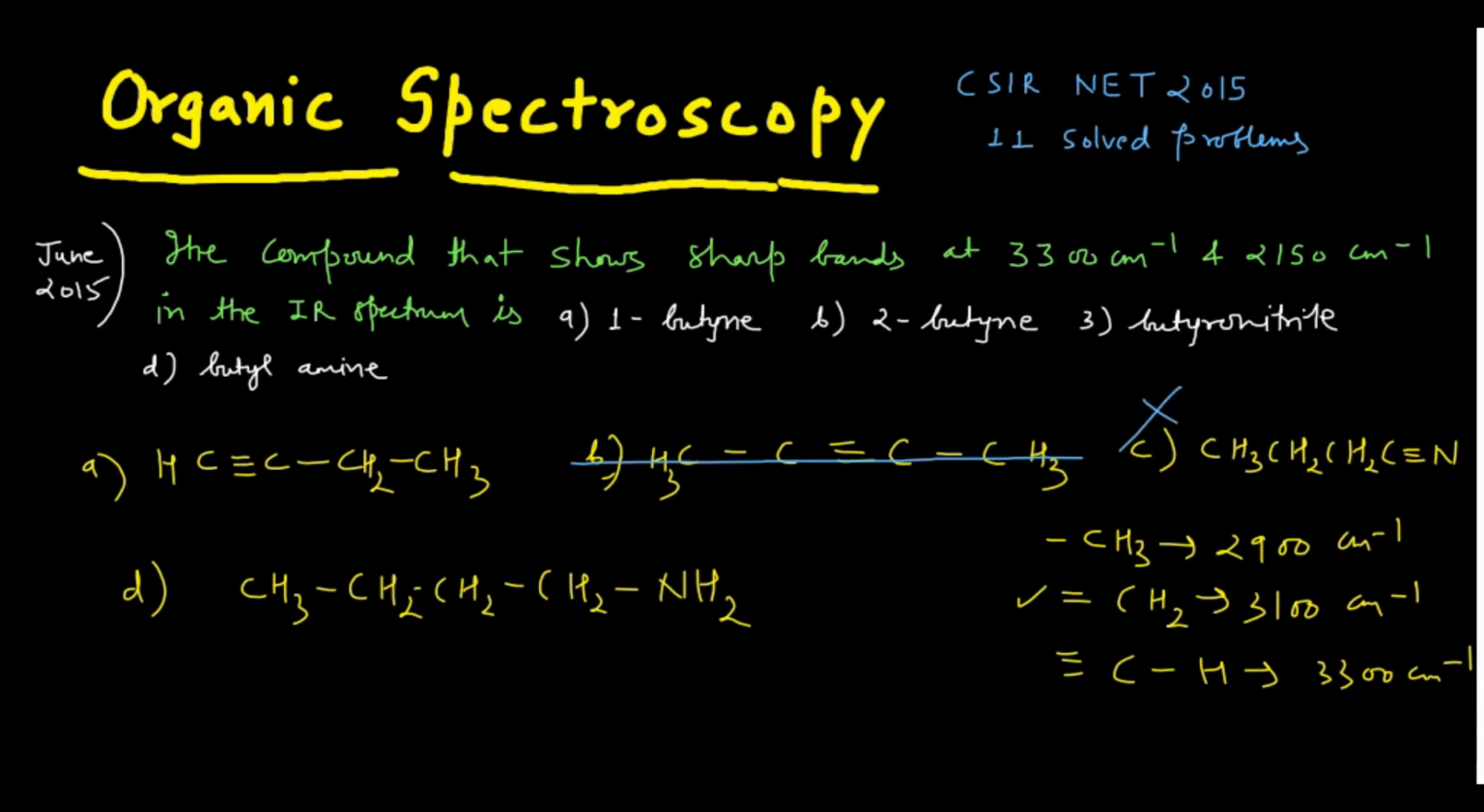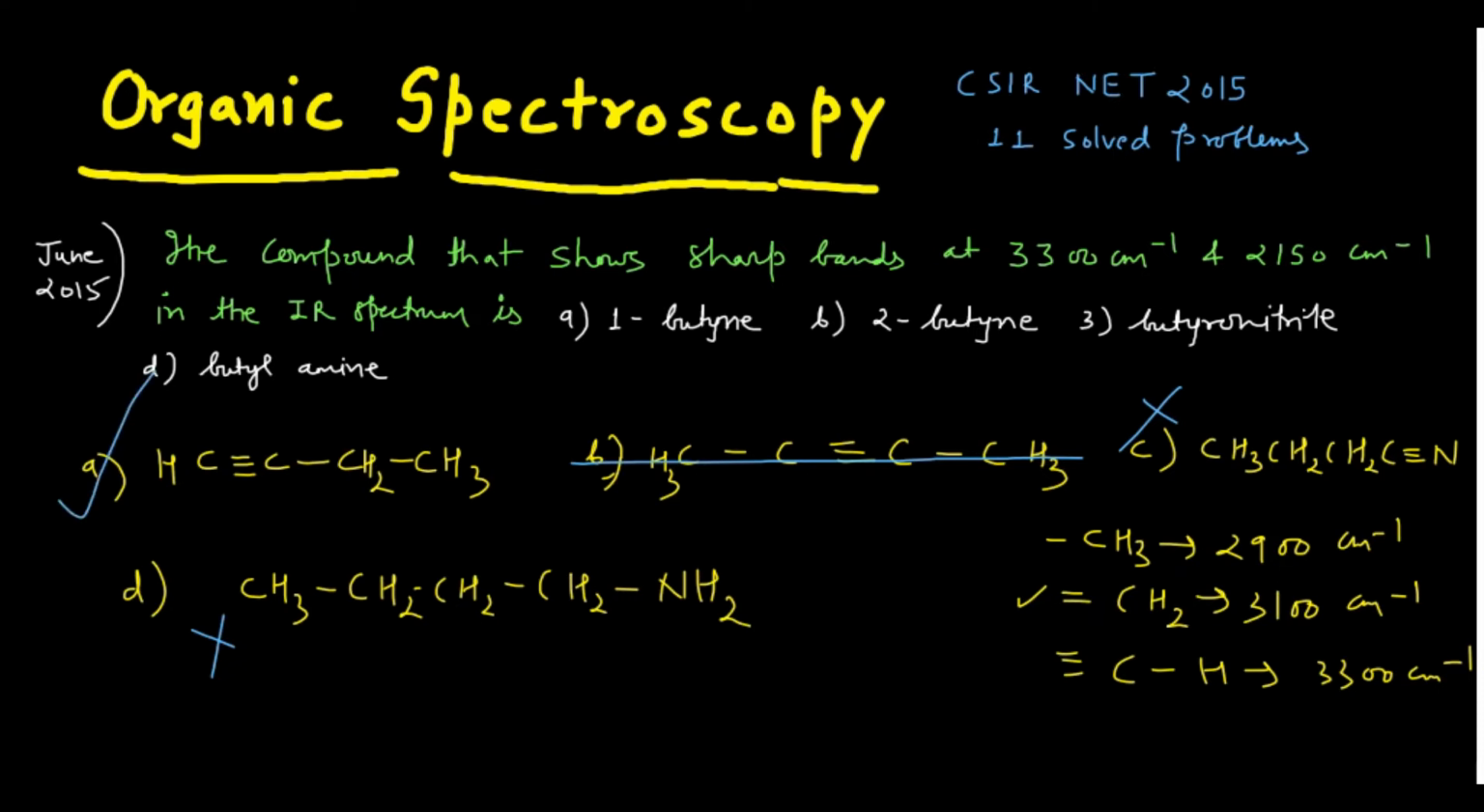Now go for option D. This option D also does not have any CH stretch, and moreover the amino group, NH2 group, in the IR spectrum resonates around 1600 cm⁻¹. This 1600 cm⁻¹ is not there in the question. So you can immediately strike out option D also. It looks like your option A is the correct option.